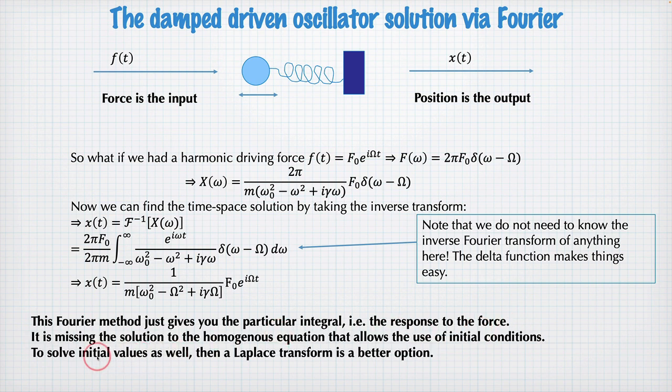To find the solution to the homogeneous equation that allows use of initial conditions, you can do this with integral transform methods as well, but you need to use a Laplace transform. And with Laplace transforms, there's a clean way of introducing these initial conditions.